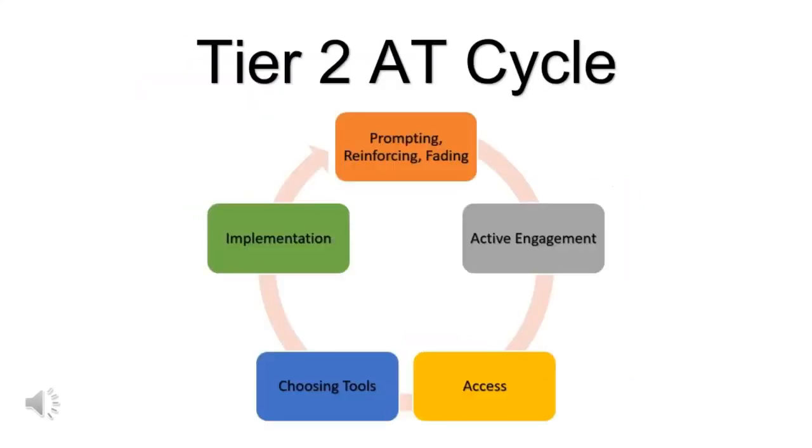If you have watched the Tier 2 videos in order, you will have learned about the important components of the Tier 2 AT cycle. We've talked about having a prompt hierarchy in your classroom with clear instructions for reinforcing and fading communicated to all staff. Then we talked about the importance of active engagement and how to motivate your students to use AT. We explored different access methods for your classroom curriculum and communication. Then we looked at feature matching and using the SET framework to guide decisions about tool choice.